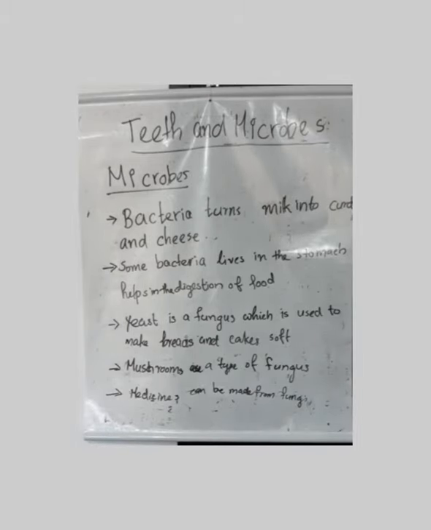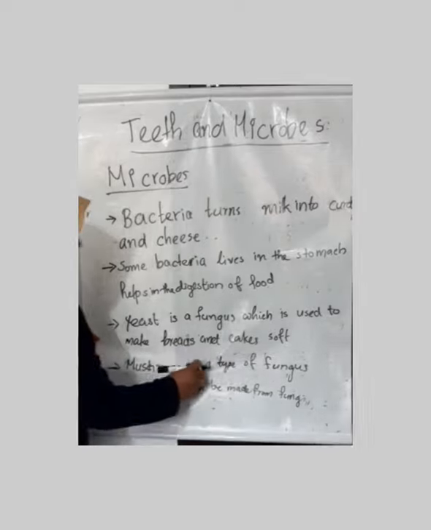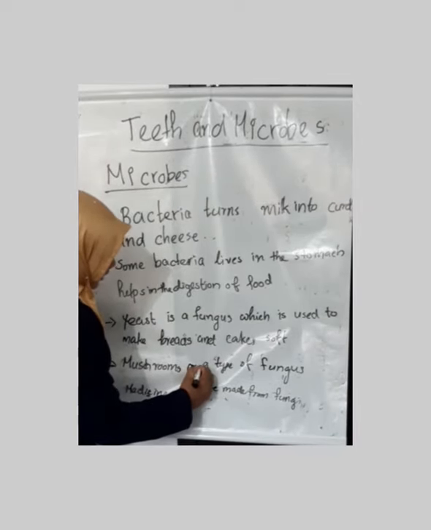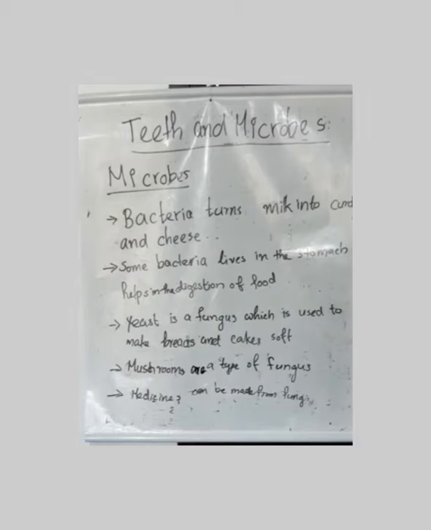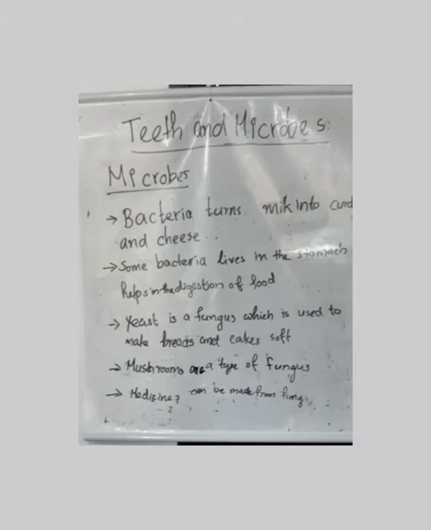So these are the useful microbes. First, bacteria turn milk into curd and cheese. Then some bacteria live in the stomach, which helps in the digestion of food. And there is yeast, which is used to make breads and cakes, and this yeast is a fungus. Then mushrooms are a type of fungus. Then medicines can be made from fungi.